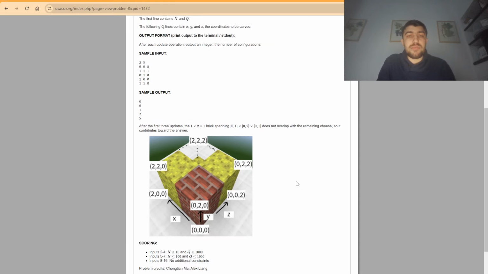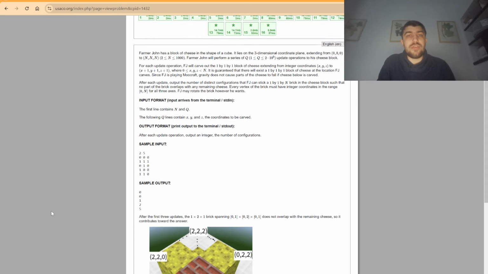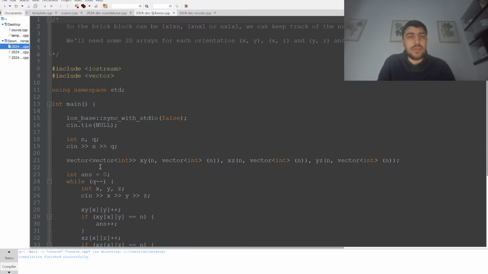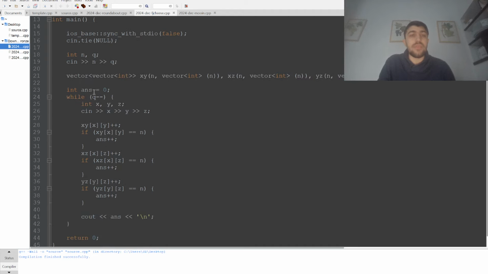And this is actually something that can be coded in a very small number of lines, and it's actually quite easy to see. So I have these 3 2D grids, XY, XZ, and YZ for each of the three types of planes. And I use these coordinates to increment the number of cheese blocks taken out. I do it for XY, XZ, and YZ. And if for each of these we have a new complete layer taken out, we increment the answer. And actually this is the entire code.